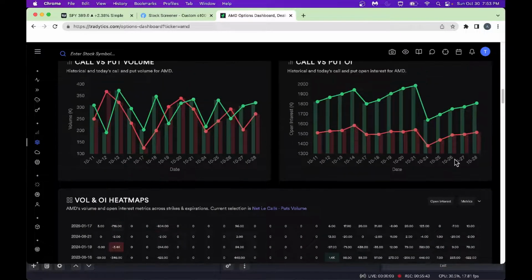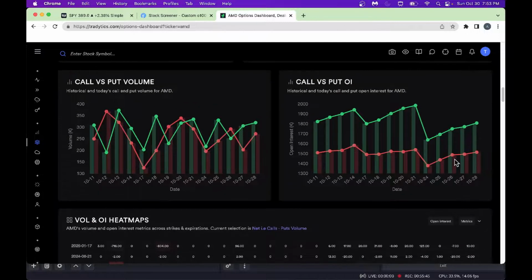And then you've got various other things, like call versus put volume. You can get a good idea here. Look, call volume took over the put volume here. That's a good sign and maybe the reason the stock is going higher.